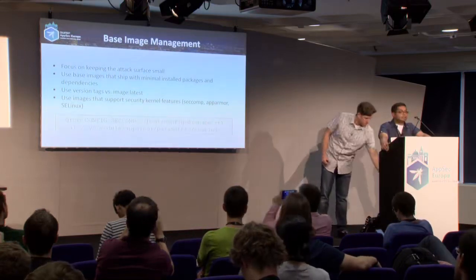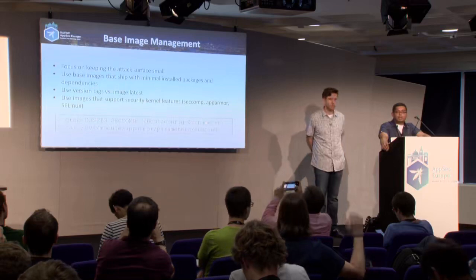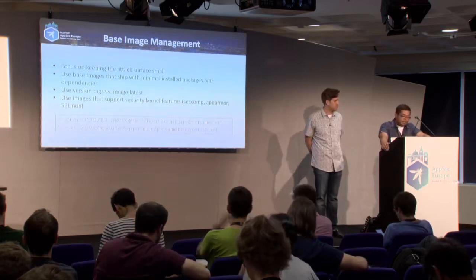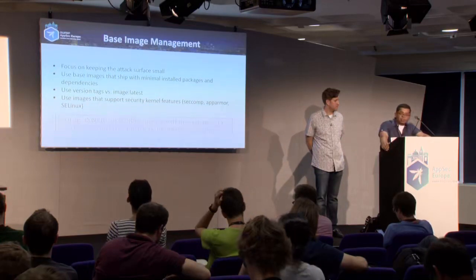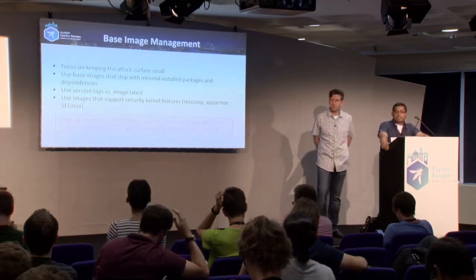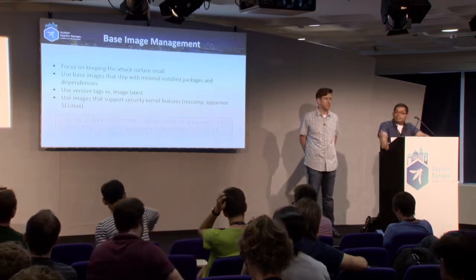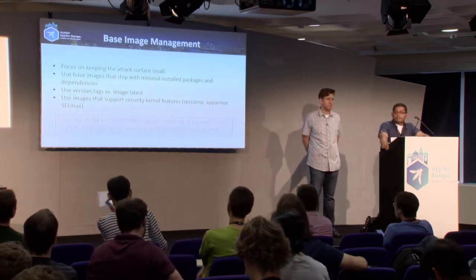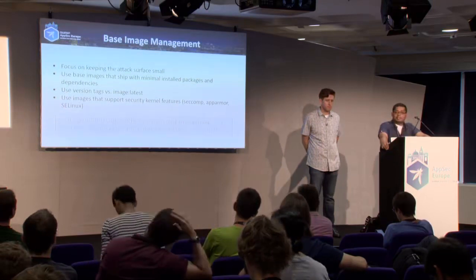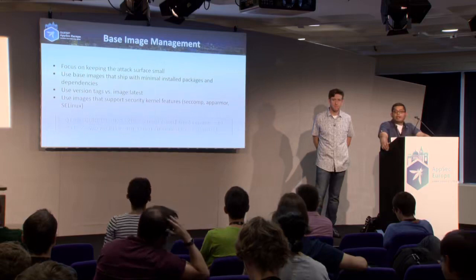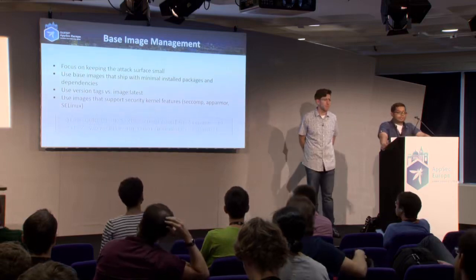Is anybody familiar with Alpine Linux? Yes? You can pull down Alpine Linux. It's a really good start for you. Within your container registry, when you are pushing up images, you want to make sure you specify version tags, and you don't want to use image latest. I think everybody can see the problem with image latest, where you don't know which latest is latest.